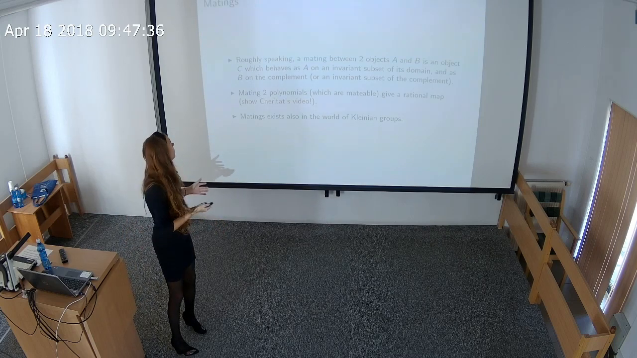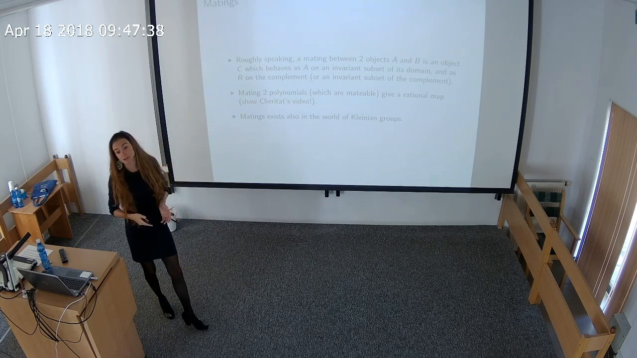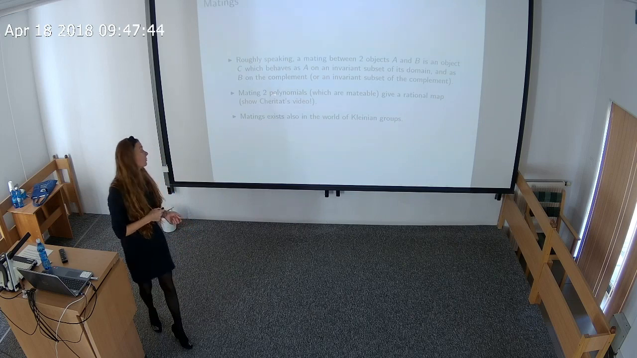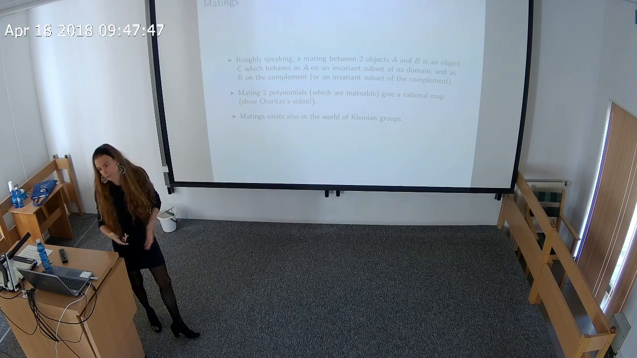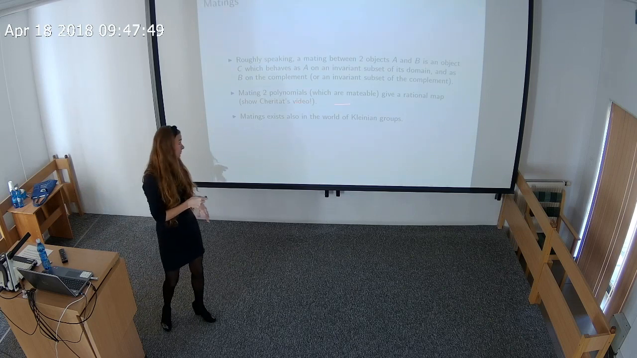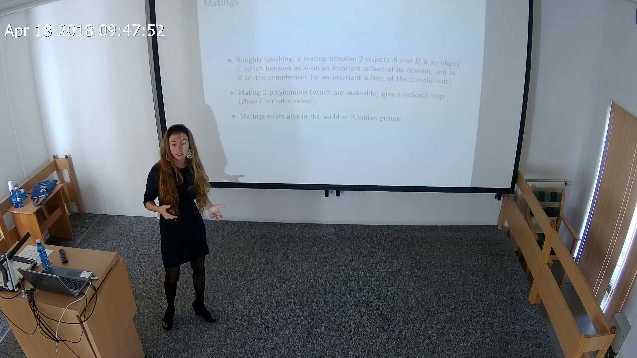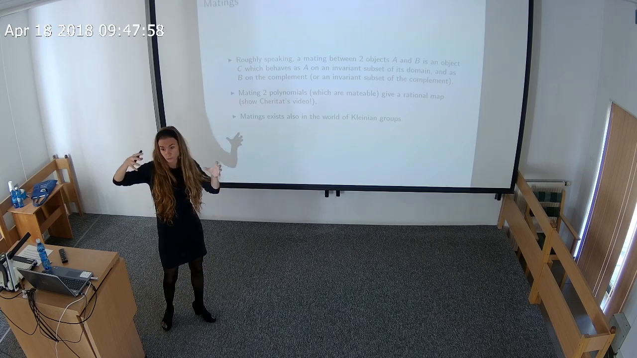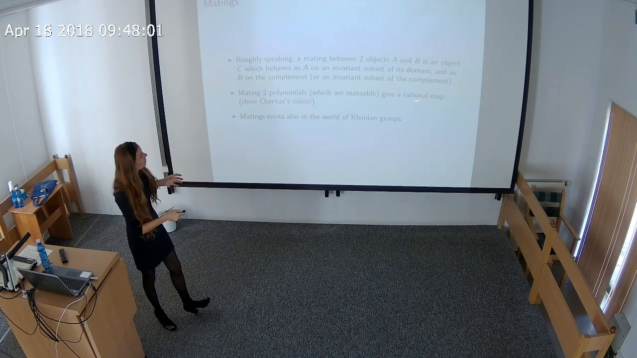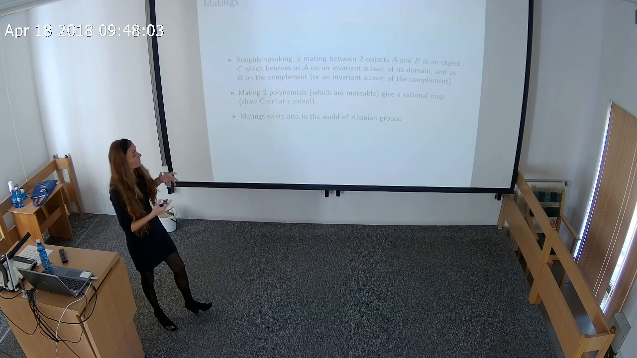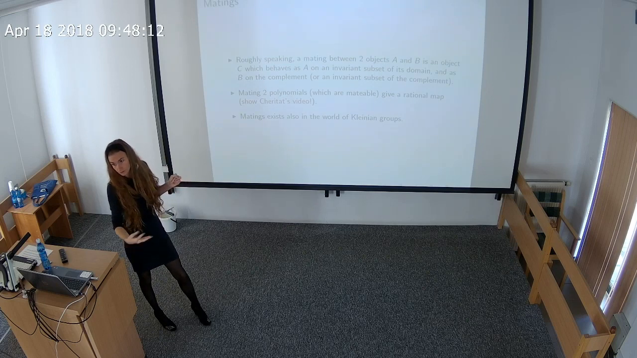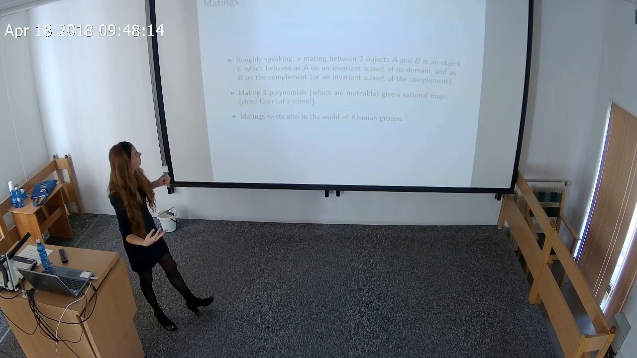Matings in the world of polynomials started in 1993 by Douady. And it happens that if you mate two polynomials which are mateable, so not any polynomial, you get a rational map such that it has two Fatou domains, in one of which the action of your rational map is conjugate to the action of your first polynomial on its filled Julia set, and on the other, the action of your rational map is conjugate to the one of the other polynomial.